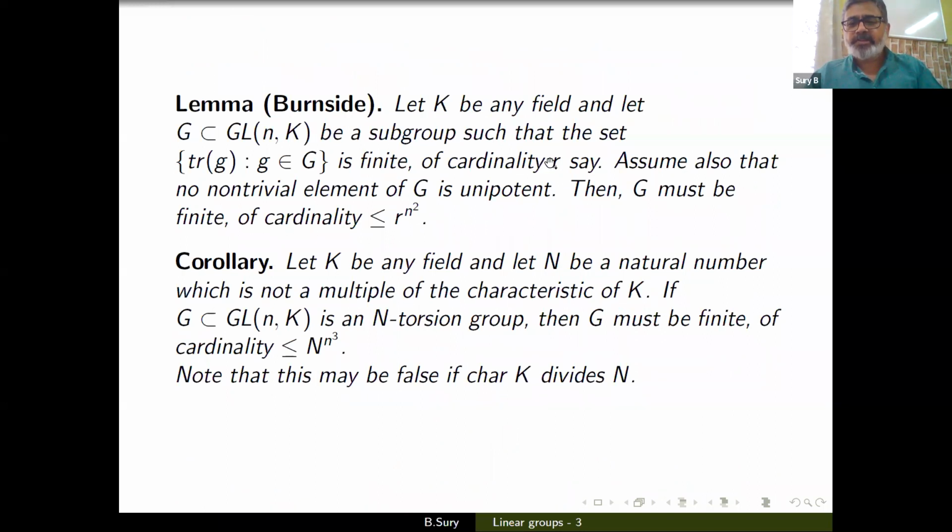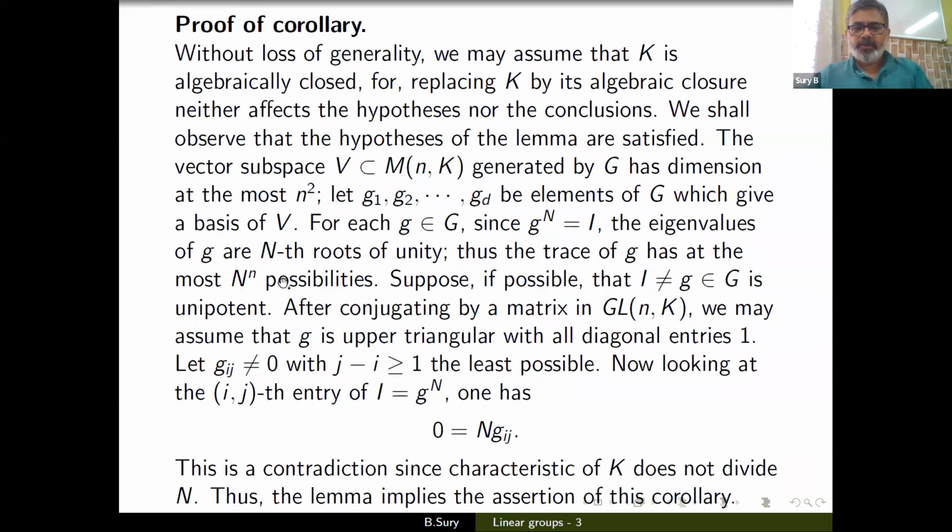So it will tell you that whatever the trace cardinality is, say R is the bound for the number of elements in the trace set. Then R to the power n squared is the bound for the group, and that's all. We said the trace set has at the most N to the power n elements, right? Because eigenvalues are Nth roots of unity, so there are capital N possibilities for each eigenvalue, and there are n eigenvalues. So at the most N to the power n possibilities, that is your R. So R to the power n squared is N to the power n cubed. This is a very big bound. Practically, it's much smaller.